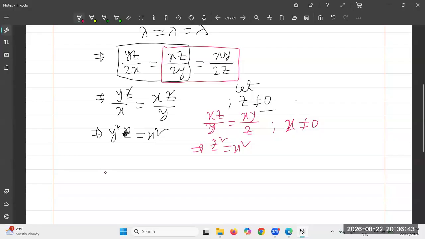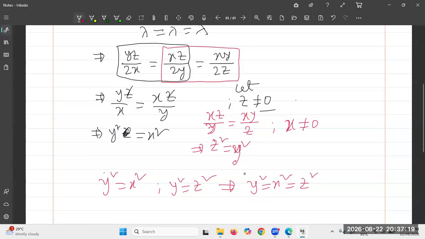Sir, y square equal to z square. Y square is equal to z square. Sorry. So y square is equal to x square, and y square is equal to z square. So from these two equations, we can write y square is equal to x square is equal to z square. That is, at the extreme values of the given function, the square quantities of x, y, and z are basically equal.